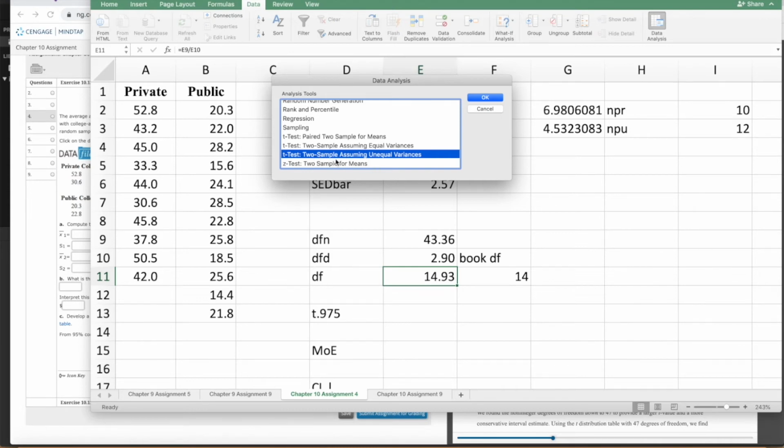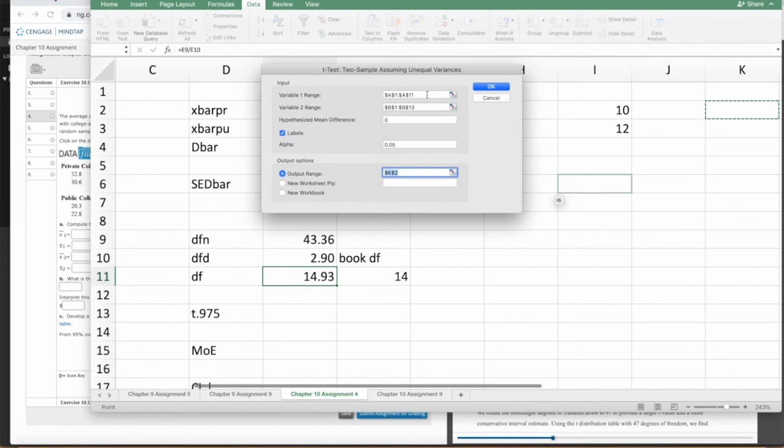So I'm going to do two sample assuming unequal variances, because this is unpaired data, right? So we know it's not the first one. Generally, you always choose unequal variances unless you have some reason to believe they're very close. So for example, the book might tell you to assume that they're equal, but otherwise you should just use this unequal variances one. So we'll do OK.